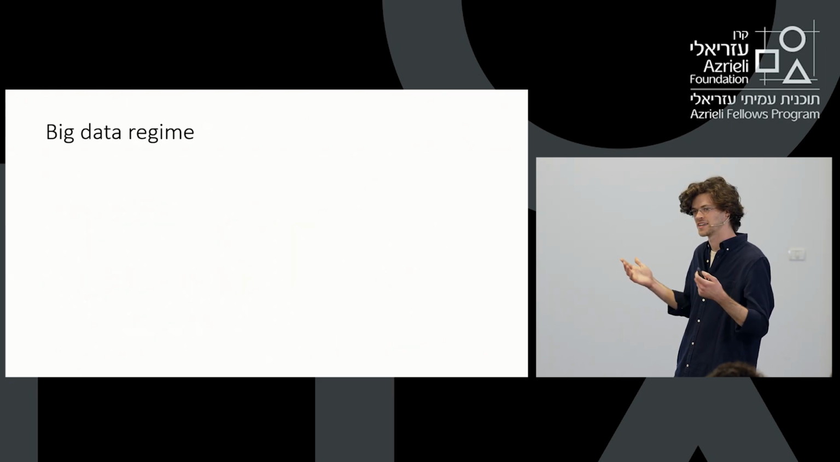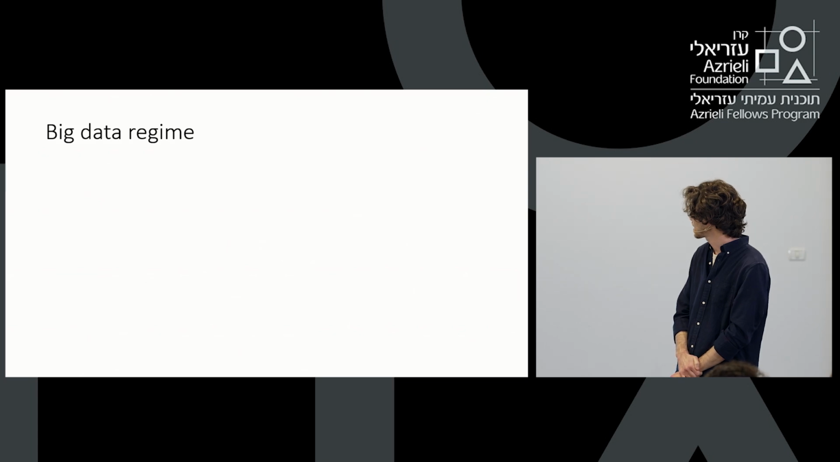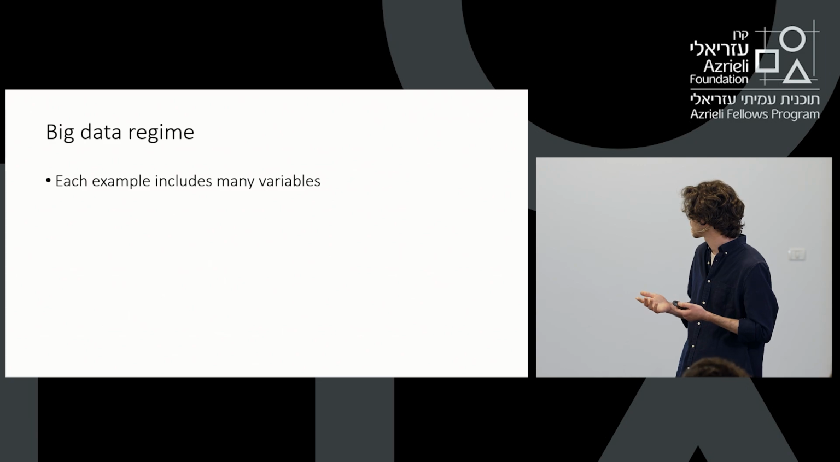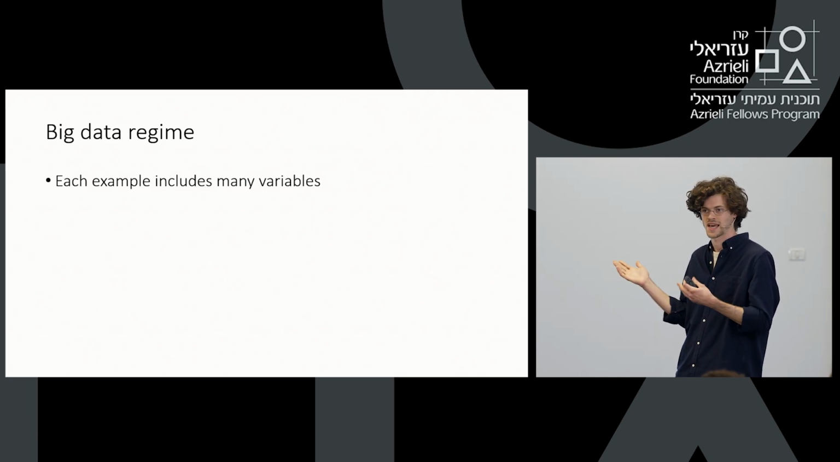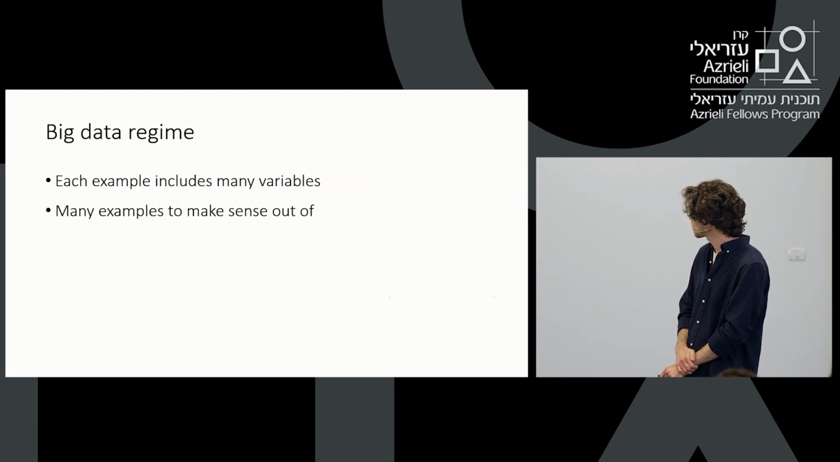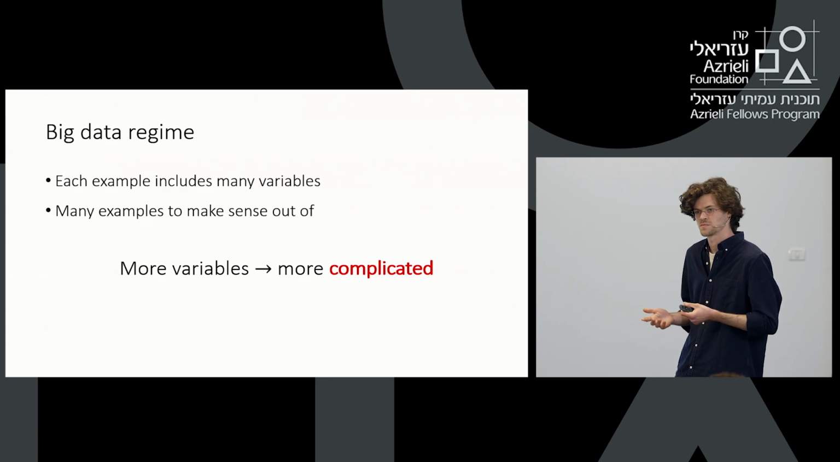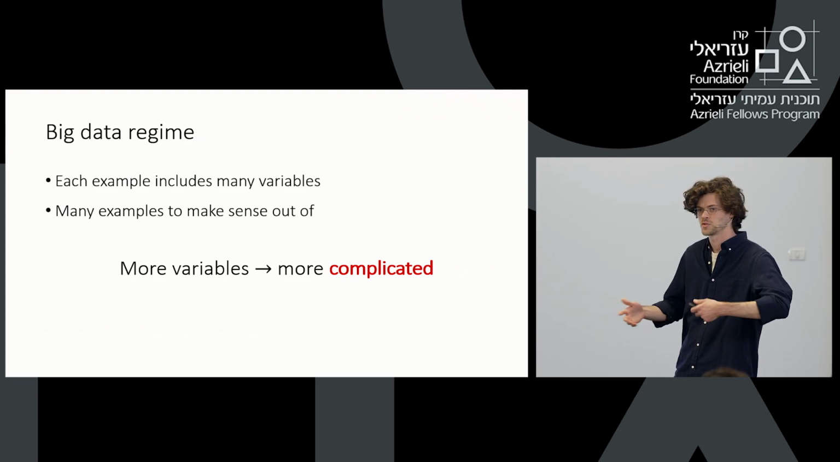When people say big data, which is a term that comes up a lot in modern computer science, this is exactly what they mean. They mean that each example they're considering includes many variables, for example, many pixels or many bits of information, maybe a huge sequence of DNA, and also that there are many examples to make sense out of. And it makes sense, and it's very intuitive, that more variables means more complicated, that the computation is heavier. And this is indeed true throughout mathematics and computational mathematics.